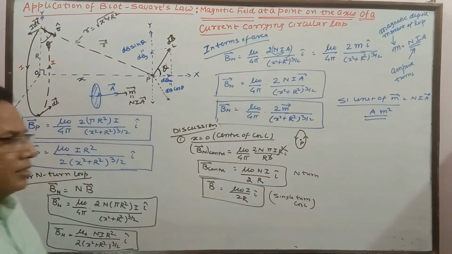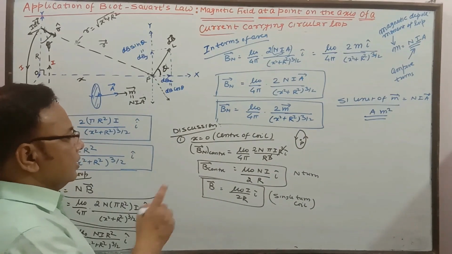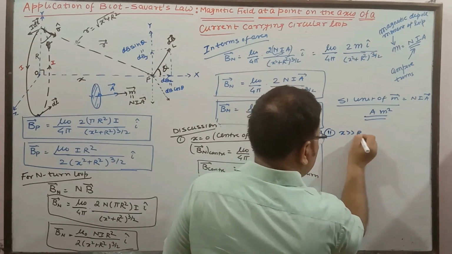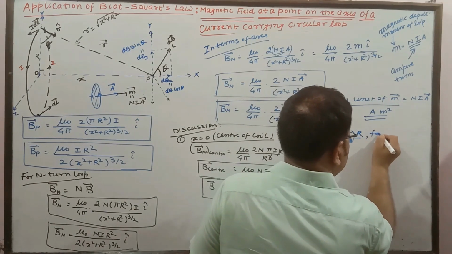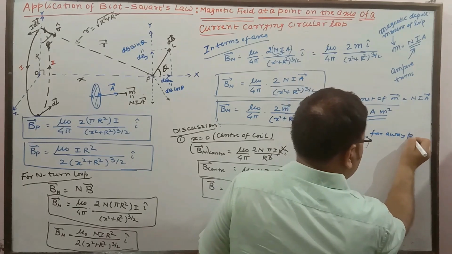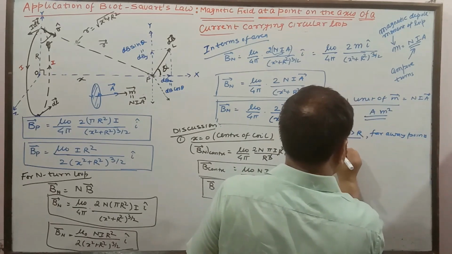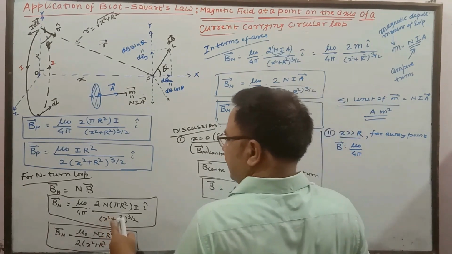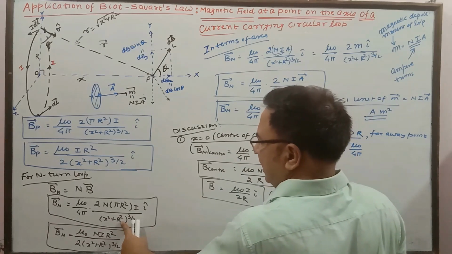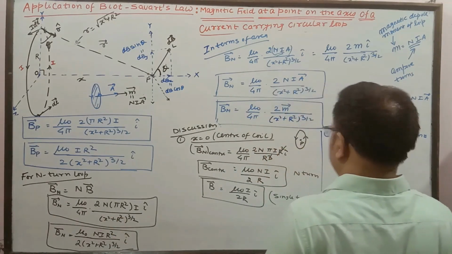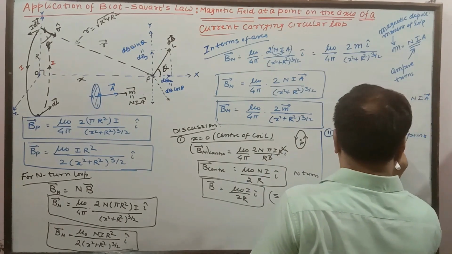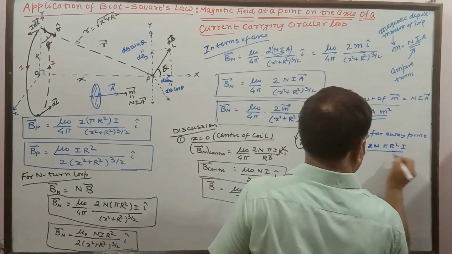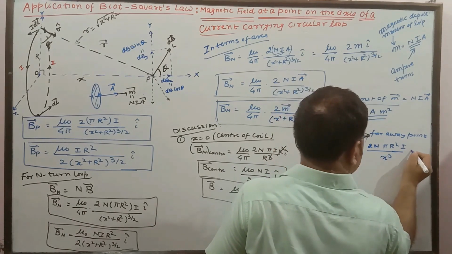The magnetic field at the center. Case 2. When x is much greater than r, it means at far away points from the coil. In that case, B is equal to mu naught upon 4 pi, and here this x is much larger, so r is negligible as compared to x, so we are left with 2n pi r square I, divided by x cube, I cap.